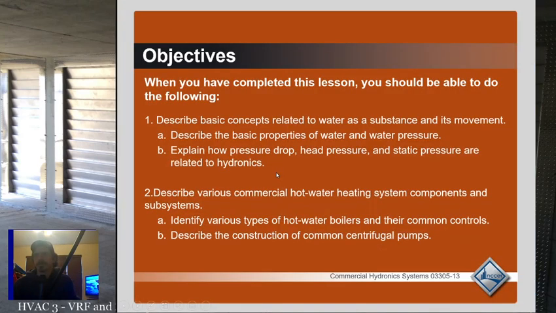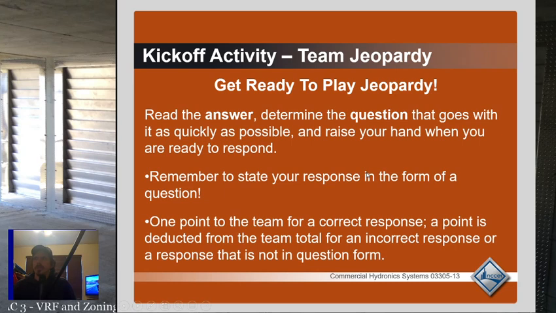So, when we've completed this lesson, we should be able to do the following. Describe basic concepts related to water as a substance and its movement. Describe the basic properties of water and water pressure. Explain how pressure drop, head pressure, and static pressure are related to hydronics. Describe various commercial hot water heating system components and subsystems. Identify various types of hot water boilers and their common controls. Describe the construction of common centrifugal pumps.